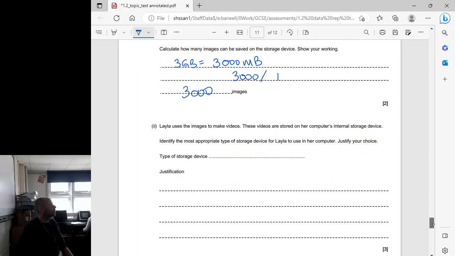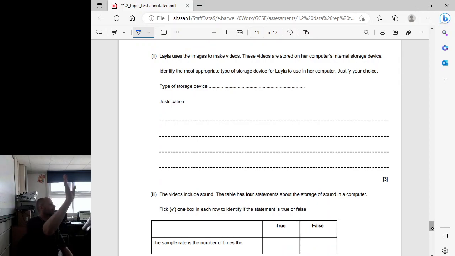Right, now this one, hardly anybody got this. Type of storage device. There are 3 types: optical, magnetic, solid state. You had to either write magnetic or you had to write solid state and then give the reasons for that one. But it said internal. A few people put USB. That's not internal, that's an external storage device.